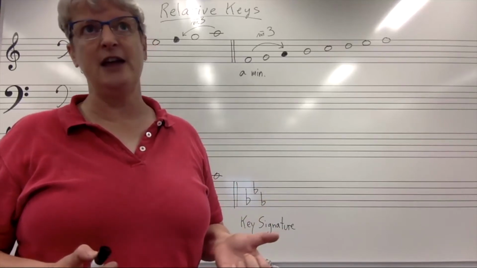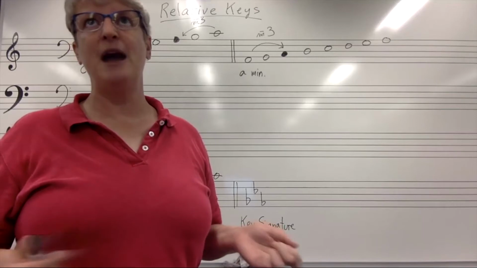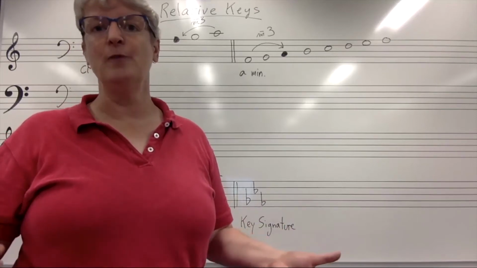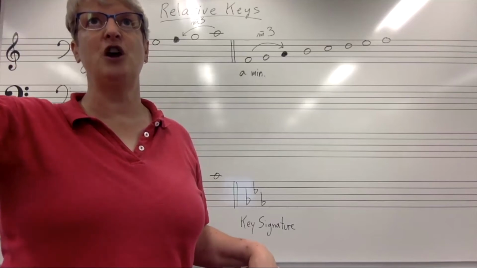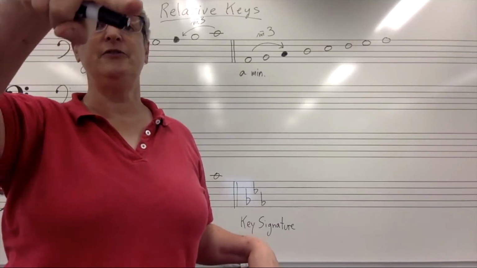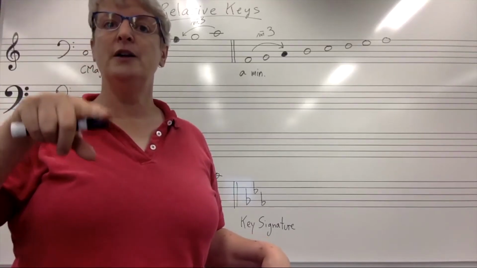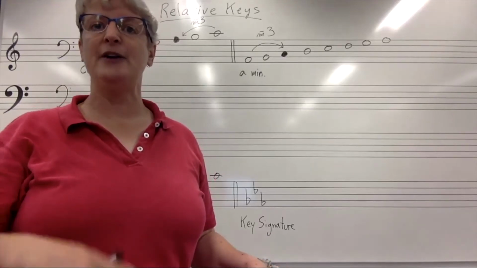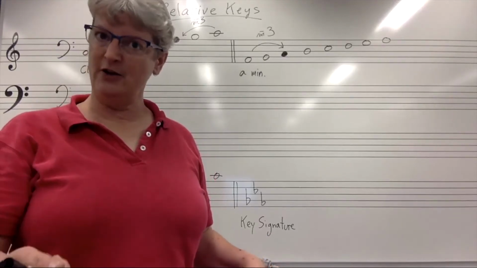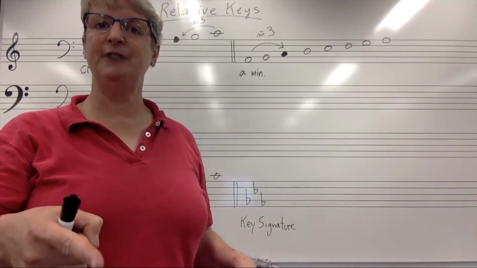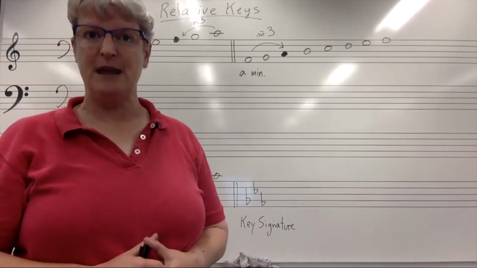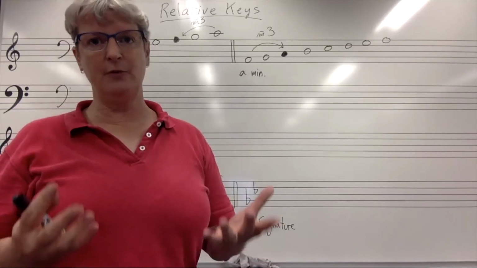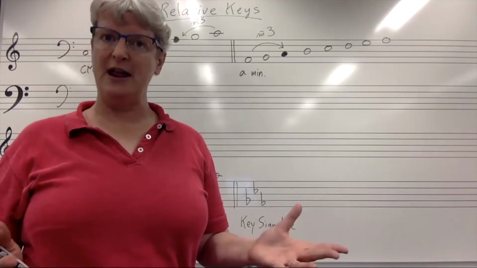So if I say, what's the relative minor of E major? They would go down 3 half steps from E, D sharp, D, D flat, and they would say, oh, D flat is the relative minor of E major. That's not correct. It's not D flat, it's C sharp. That's the relative minor of E major. So there's a lot of possible mistakes that you can make.